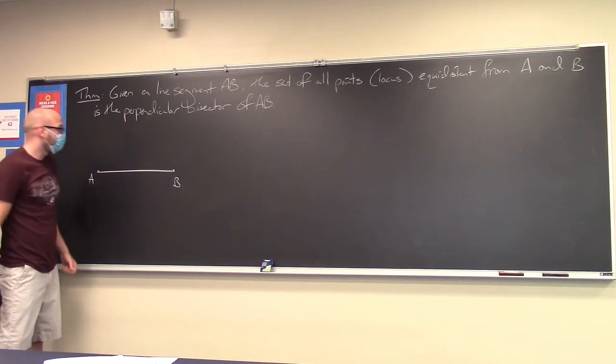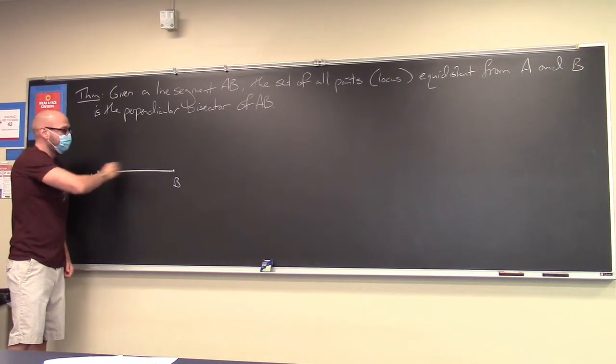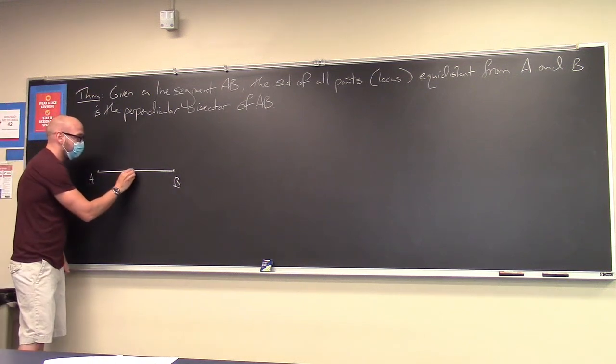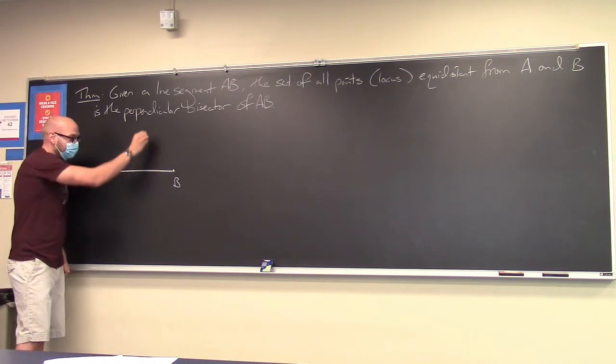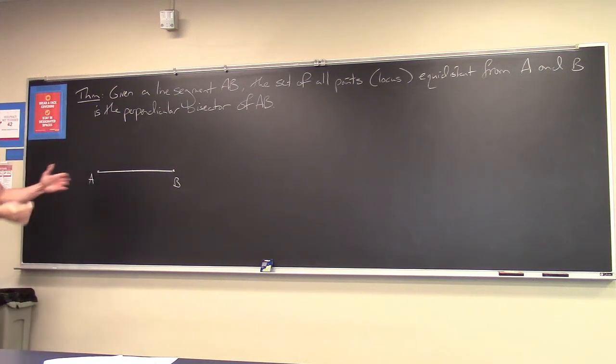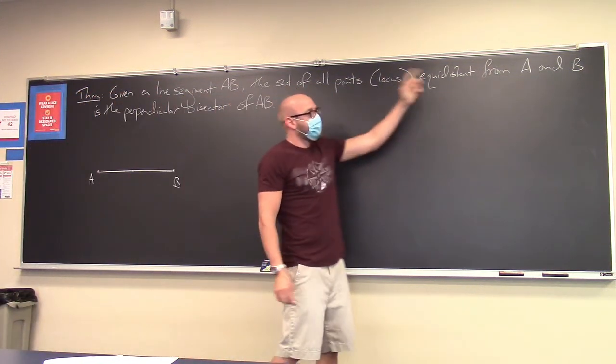What's the perpendicular bisector? That's the line that cuts through AB right down the middle, right? It's got to bisect this line, and it cuts through it perpendicularly. So there is a midpoint of this line, and of course there's infinitely many lines that pass through that, but there's exactly one that cuts through it perpendicularly. That's the perpendicular bisector. And my claim is that that's the same as the set of all points that are equidistant from A and B.